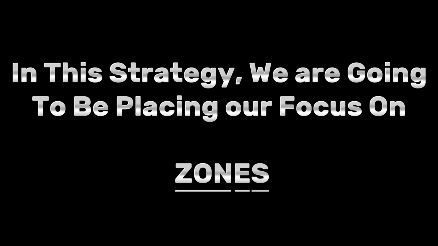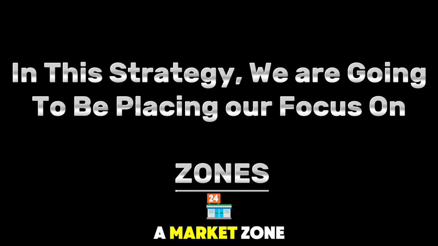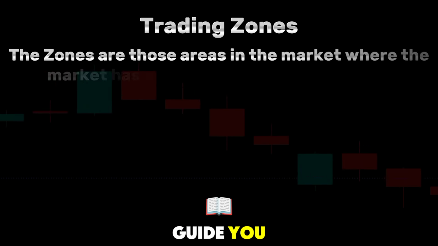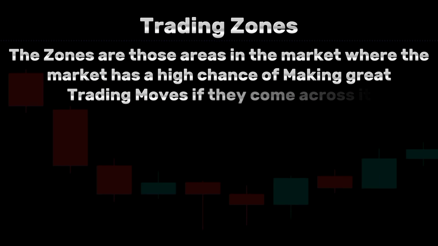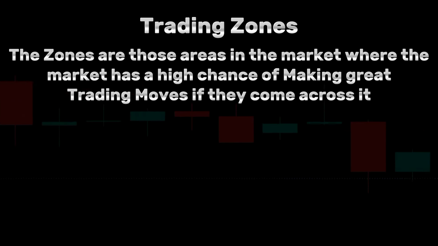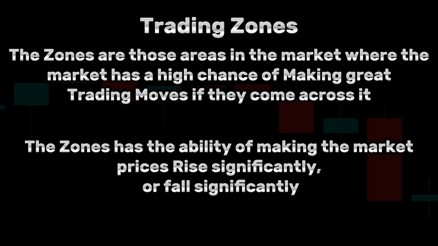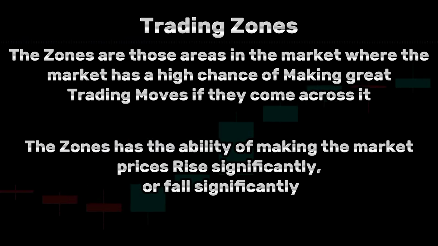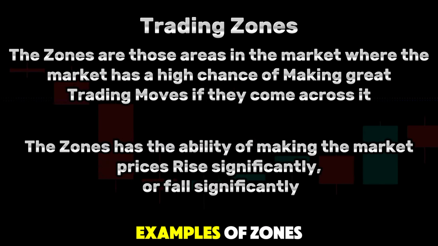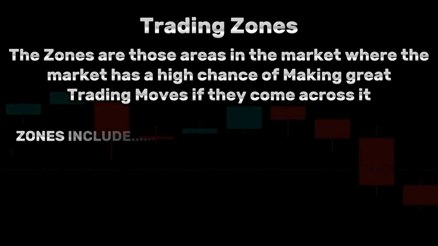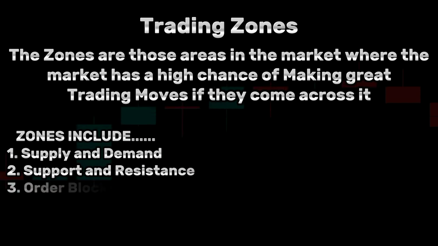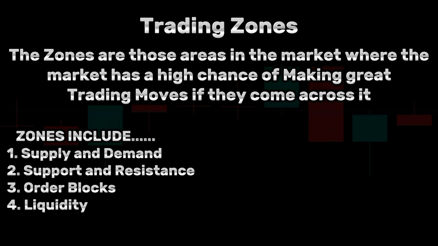In this strategy, we are going to be placing our focus on zones. In case you don't know what a market zone means or what it looks like, here is a brief explanation to guide you. The zones are those areas in the market where the market has a high chance of making great trading moves. If they come across it, these zones have the ability of making the market prices rise significantly or fall significantly. There are many examples of zones, and traders call them many names. We have the supply and demand, support and resistance, order blocks and liquidity. All these are called zones.